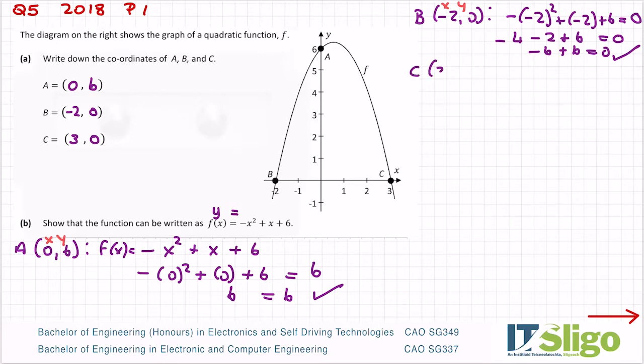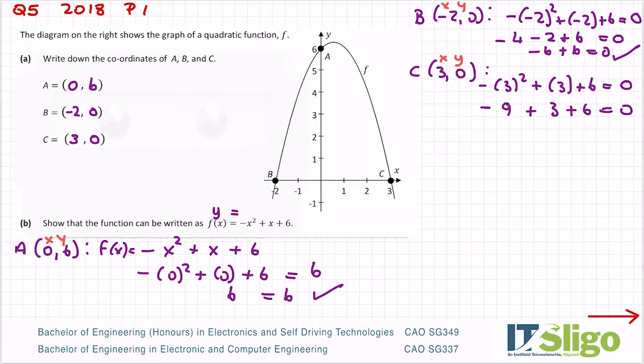Okay, and C is the point 3, 0, x, y. So sub in your x value, so I'll have -(3) squared plus 3 plus 6 equals 0. The brackets are very important here. 3 squared is 9 plus 3, so that you get your signs right. That's why the brackets are so important, so try and put in your brackets. So -9 plus 3 plus 6 does indeed give you 0, so that point satisfies the curve.